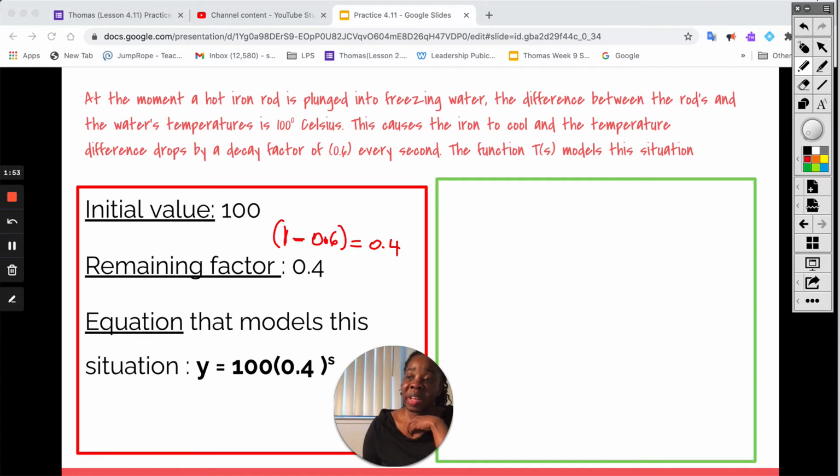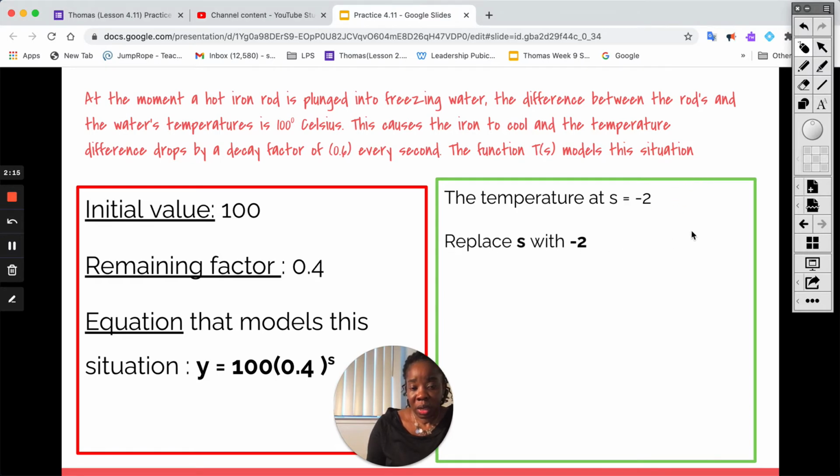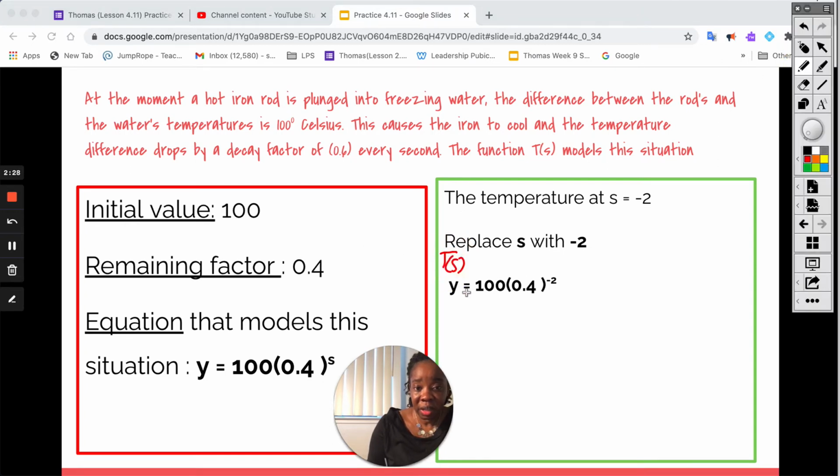Now, one of the things they asked is to calculate the remaining temperature when s, or the time, is -2. So what that means is that we're going to replace the s in the equation with -2, right? And so we have y equals 100 times 0.4 raised to the -2. This should really have been T of s. So we could have written this as T of s equals 100 times 0.4 raised to the -2.